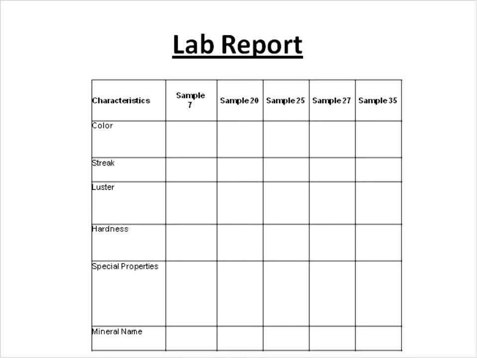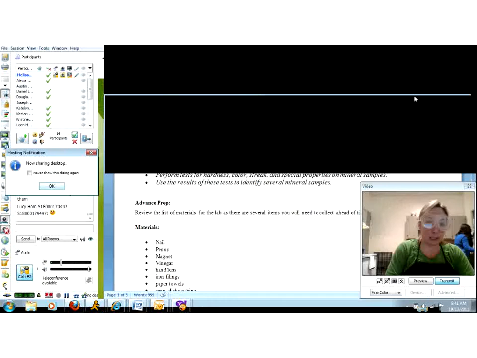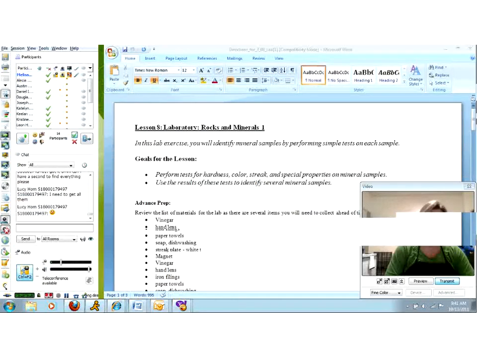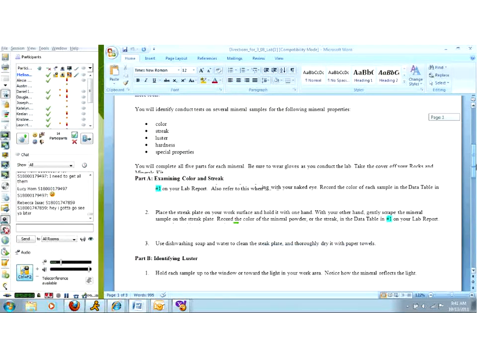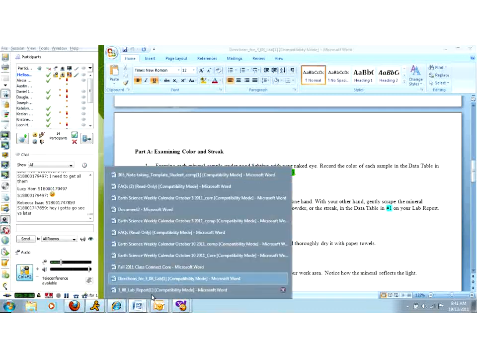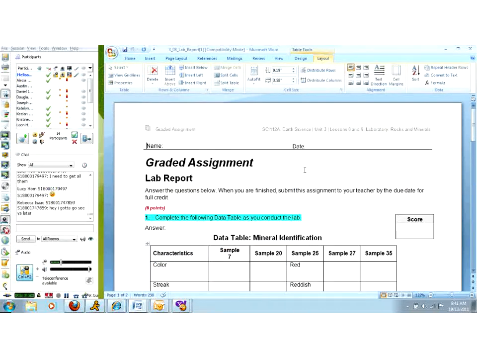All right, lab report. Lab report looks like this. Once again, you should have your lab report open on your computer because we're going to start typing on it ASAP. It lists your materials, it lists your procedure. Actually, these are your directions. Let me pull up the lab report. The lab report's real simple.